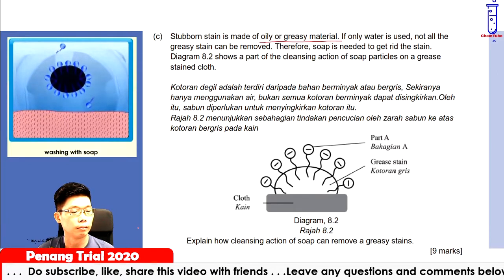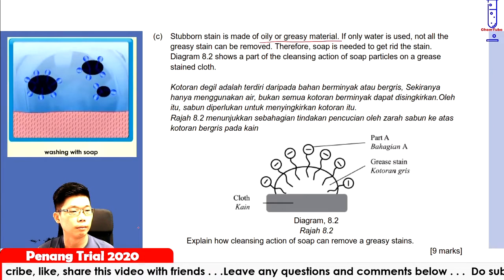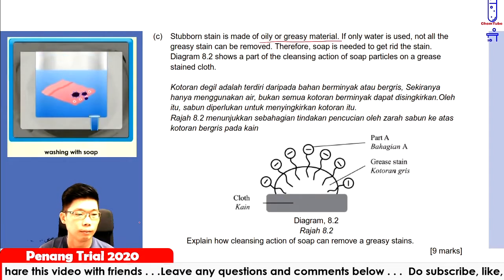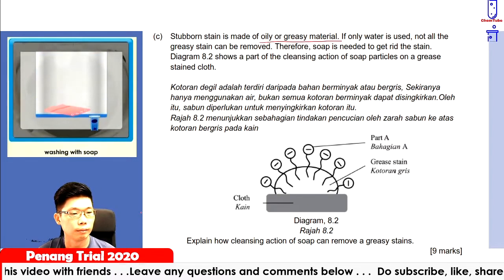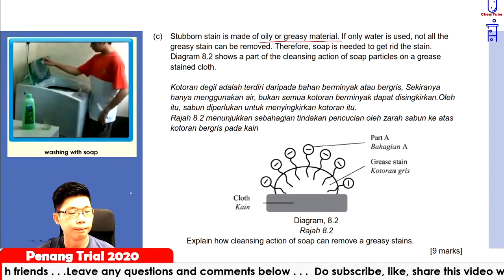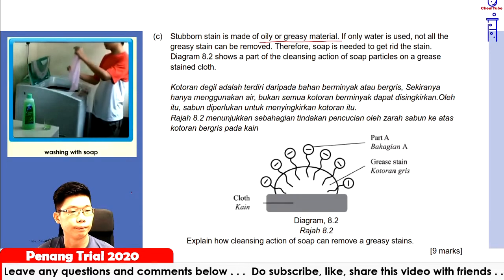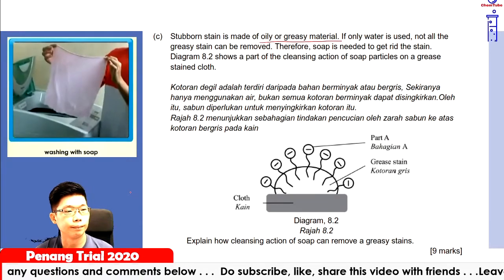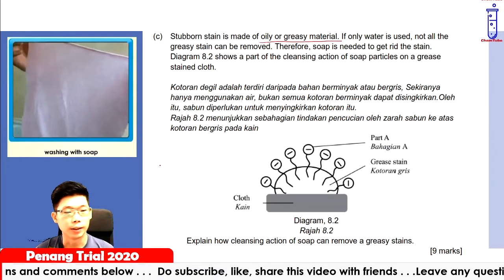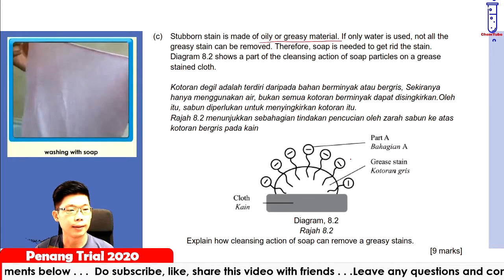The grease is dispersed into smaller drops. Again, the heat and the agitation of water aid in this process. The rinsing away of dirty water removes the grease droplets. The grease is removed from the towel. So this is how the soap can remove the grease stains on the cloth.